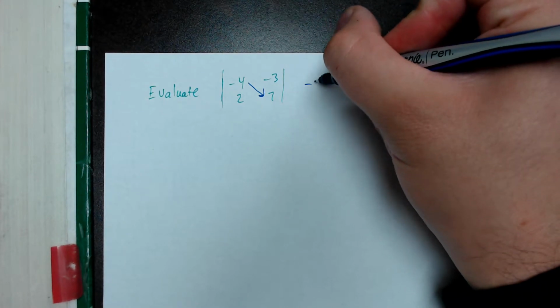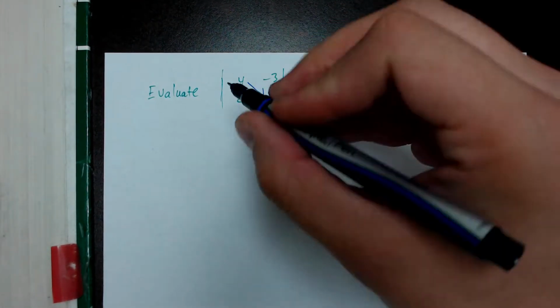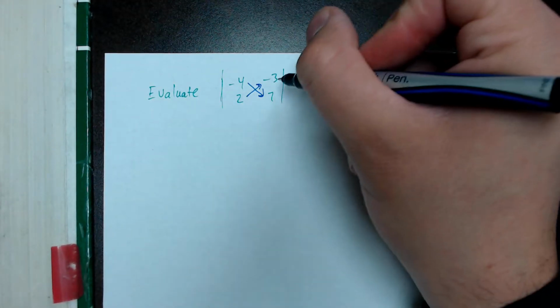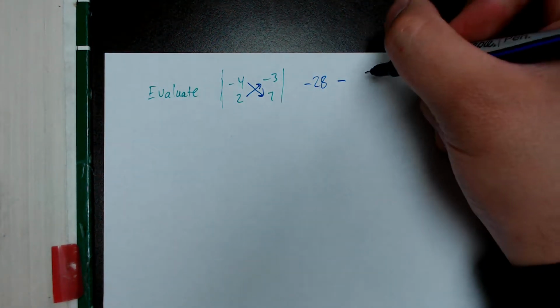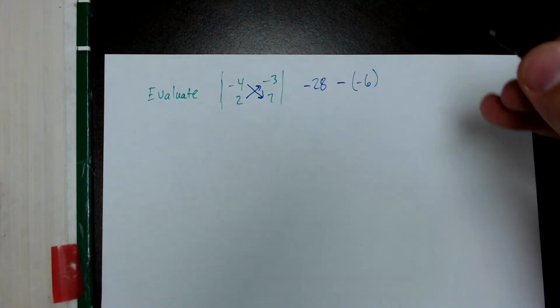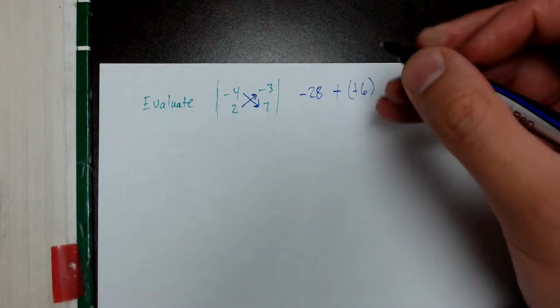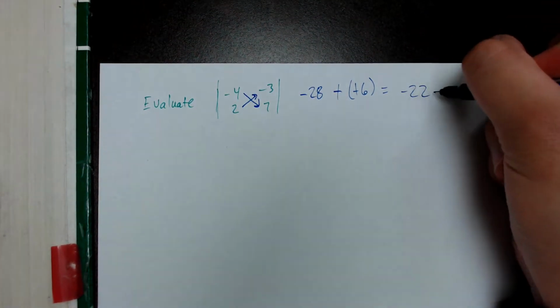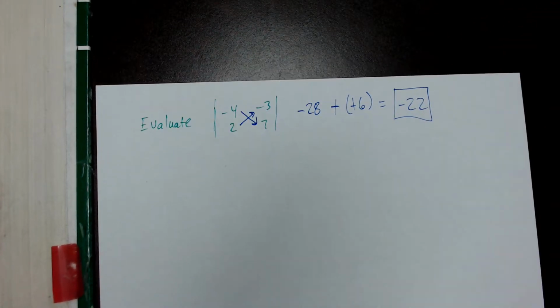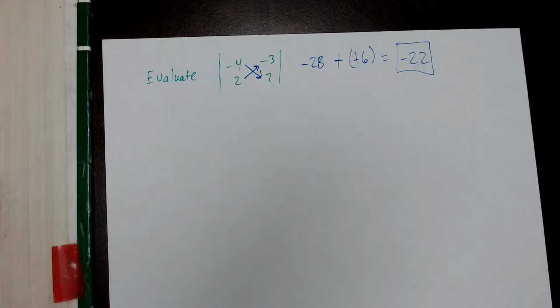That gives me -28. And then I will subtract the other number that I cross multiply. So 2 times -3 is -6. So minus -6, this becomes plus positive. -28 plus 6 equals -22. And that is my determinant. Super easy.